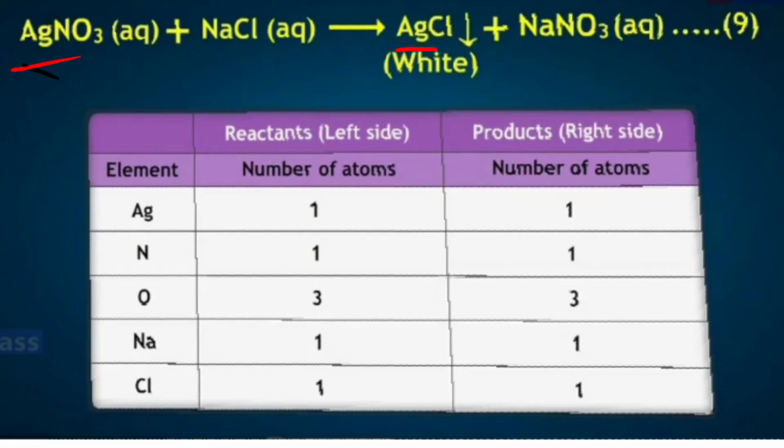See nitrogen, here 1, and here also this is N, there is 1. So both left hand side and right hand side have the same number of atoms. Then go to the O. Here I am having 3. How about here? Here also I am having 3. Right? Now Na. Na here it is 1, and here on the right hand side also 1. Chlorine, here 1, here 1.